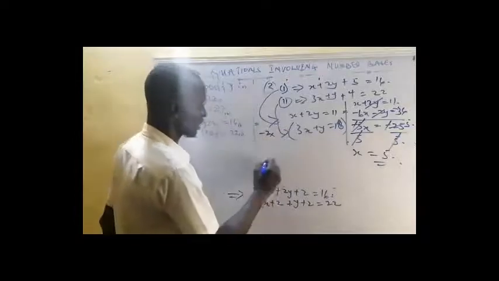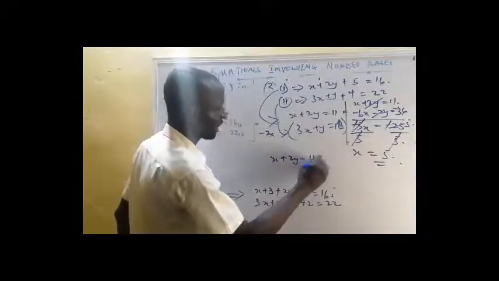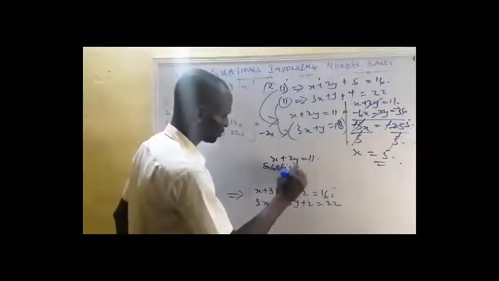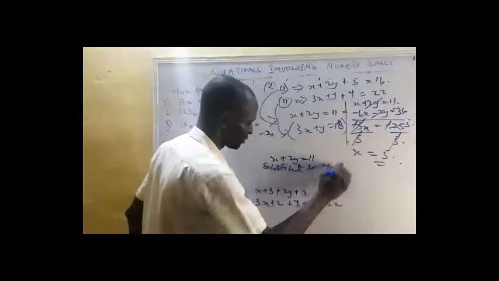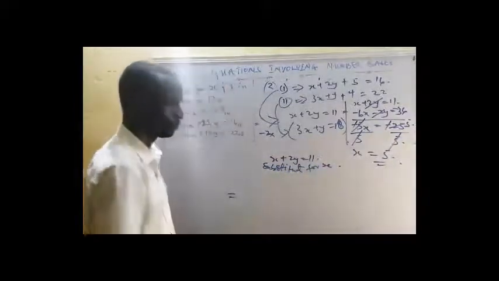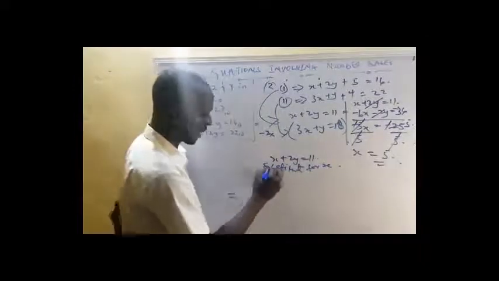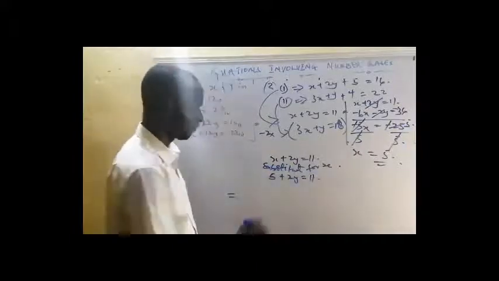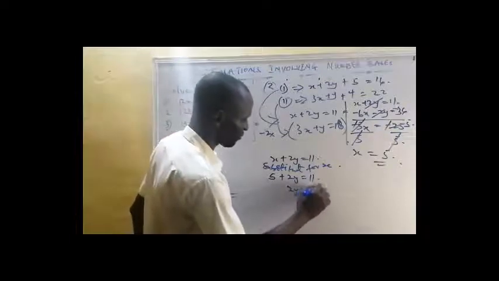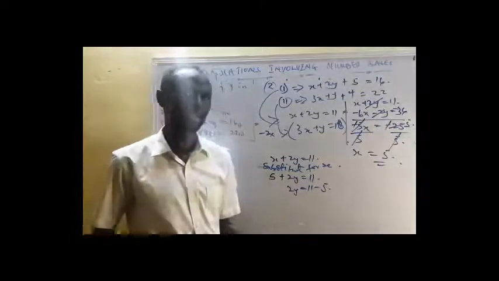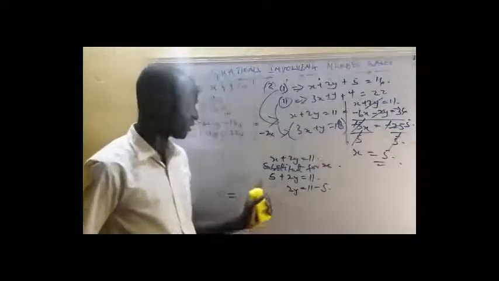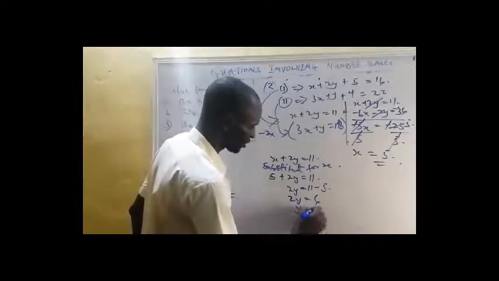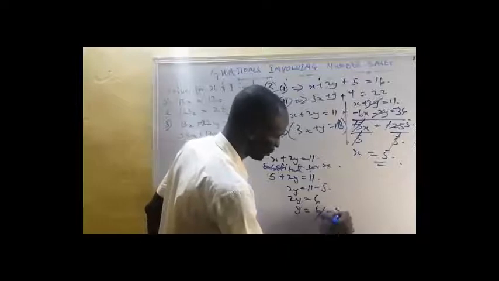The first equation tells us that x plus 2y is equal to 11. If x is equal to 5, substitute for x. So if I'm substituting for x, I will put 5 in the position of x. 5 plus 2y is equal to 11. 2y is equal to 11 minus 5. I'm taking 5 to the other side, it becomes negative. 2y is equal to 6. y obviously is equal to 6 over 2, which is equal to 3.